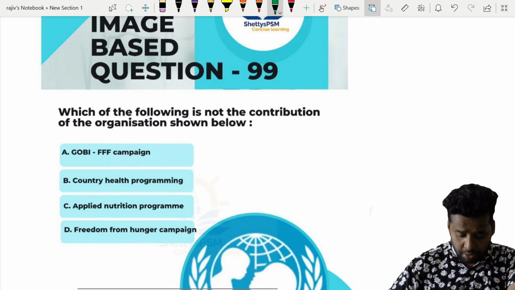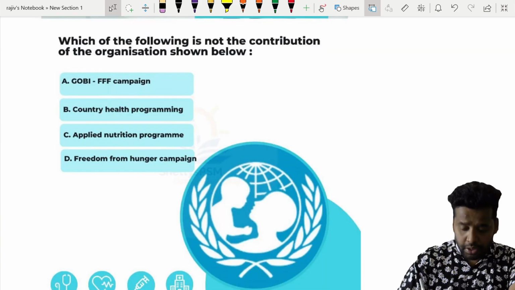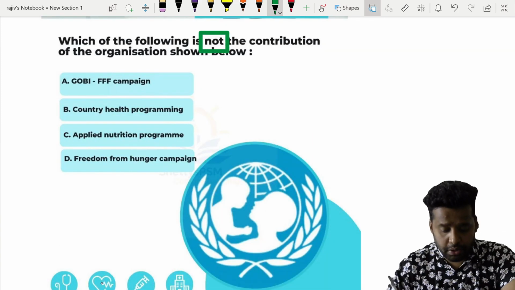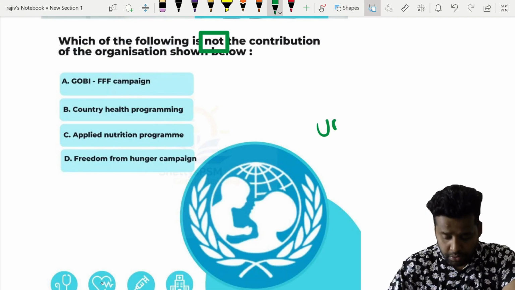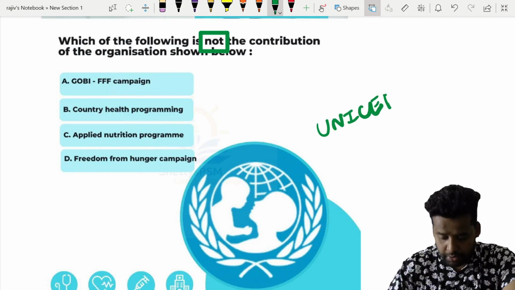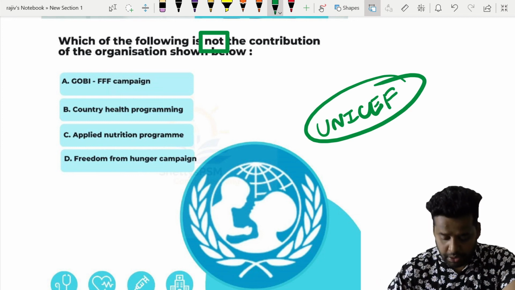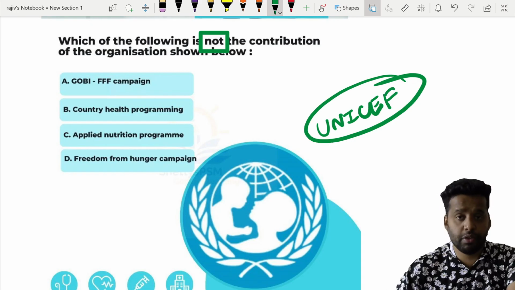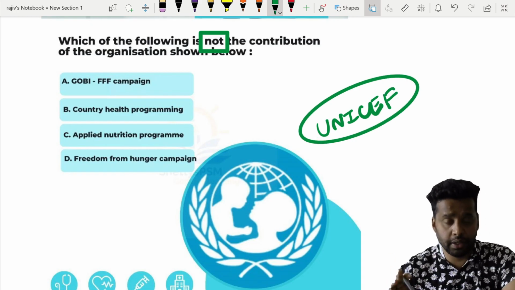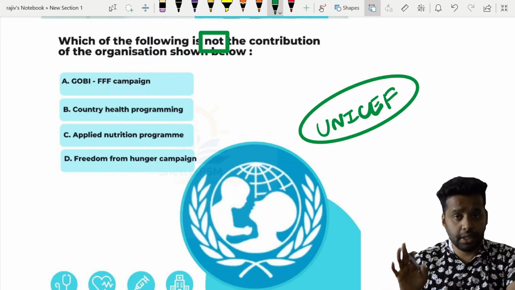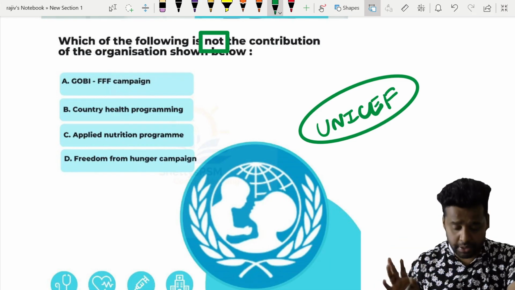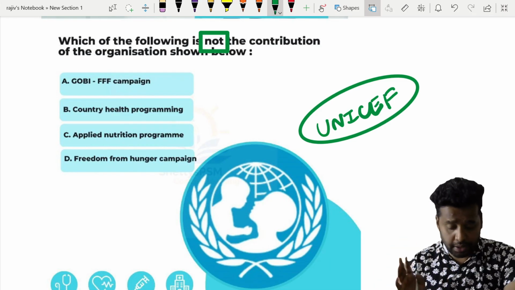See the next question. Which of the following is not the contribution under the organization shown? That's a difficult question. UNICEF is the organization I'm showing. You can see mother and child. So it is UNICEF. Full form is United Nations Children's Fund, not International Children Emergency Fund. It is United Nations Children's Fund.